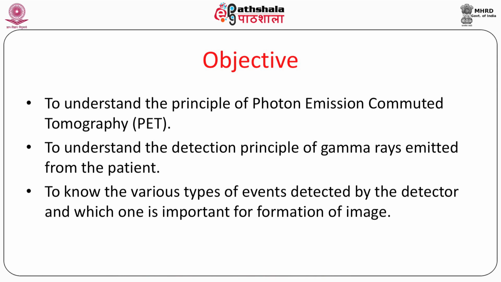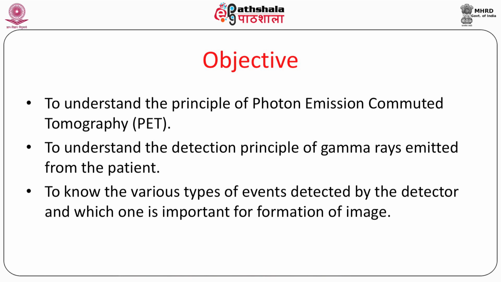As the name itself tells about positron emission tomography, it means the positron which is being emitted from the patient is finally going to annihilate with the electron and two photons of 511 keV come out, and we are able to detect the image or the disease from the patient.